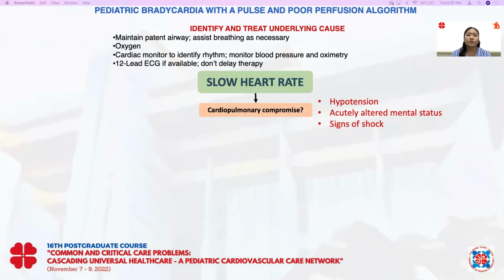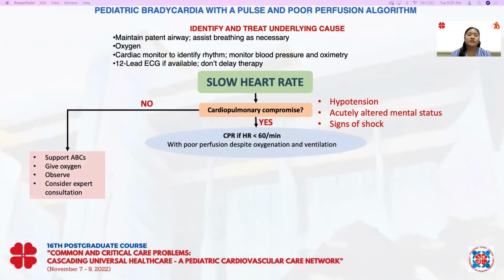If there is cardiopulmonary compromise, such as hypotension, altered mental status, or signs of shock, and despite adequate oxygenation and ventilation the heart rate is still less than 60 beats per minute in a child with poor tissue perfusion, you may now begin chest compressions. If there is no cardiopulmonary compromise, continue supporting the airway, breathing, and circulation. Look for causes of the bradycardia and refer to a specialist if necessary.